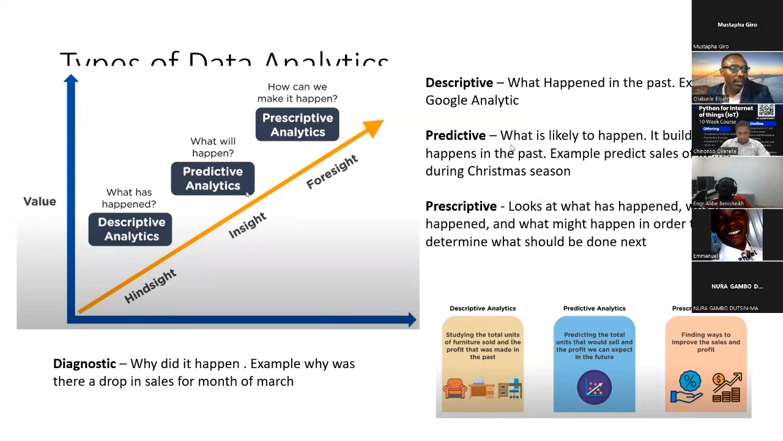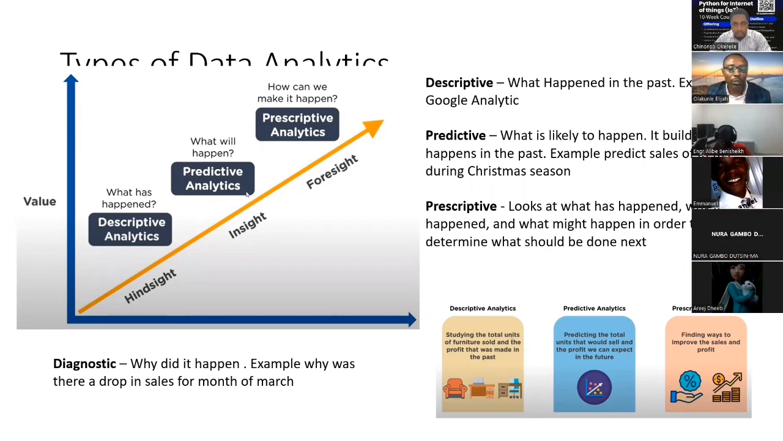Predictive analytics tells you what is likely to happen, based on what happened in the past. An example is to predict the sales of items during the Christmas season. Based on your previous data, it's able to tell you that on certain days within the festive period, you are likely to get a certain amount of demand for certain products, and that helps you to prepare ahead. In terms of prescriptive analytics, it's a combination of the descriptive and predictive.